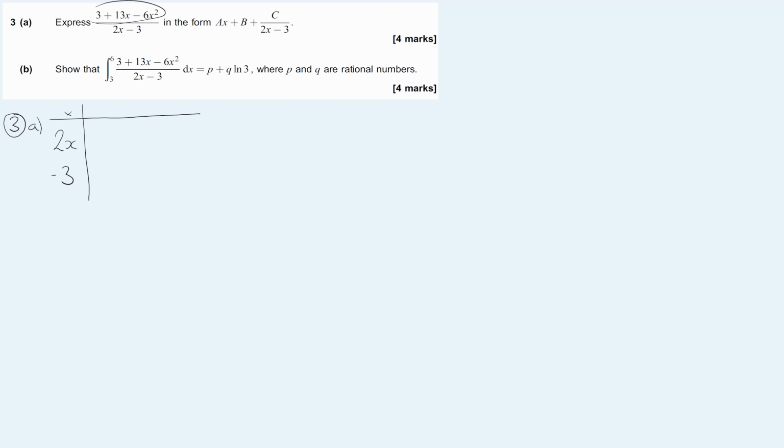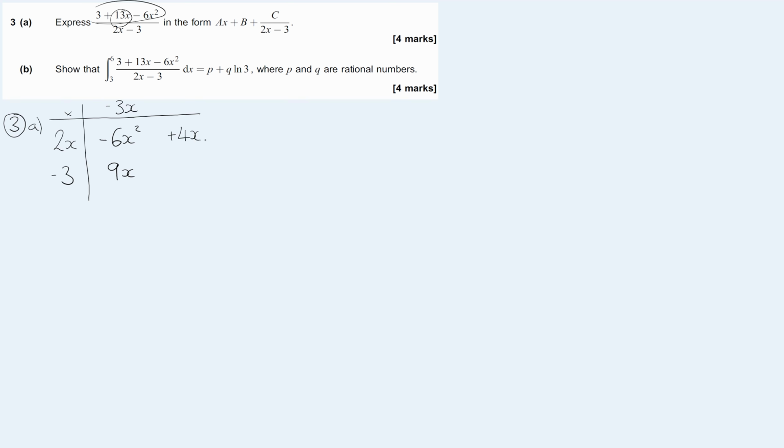So we want minus 6x squared. So what are we going to times 2x by to give us minus 6x squared? Well, that's going to be minus 3x. Minus 3x times 2x is minus 6x squared. Minus 3x times minus 3 gives me positive 9x. Now I don't want positive 9x, I want 13x. So I'm going to have to add 4 more x on.